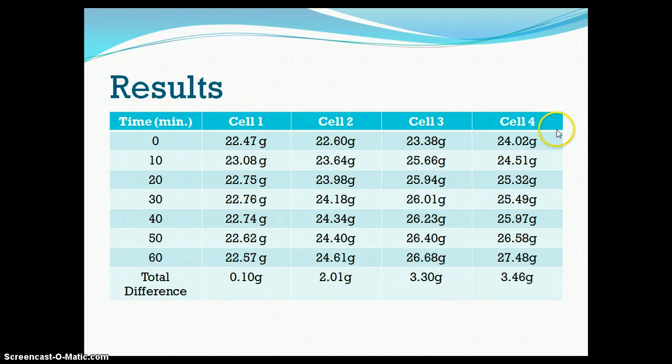Finally, our fourth cell, we started off with 24.02 grams of total weight, and we finished with 27.48 grams of total weight, for a total difference of 3.46 grams of water diffused into the cell. As I've established before, as the solute concentration increases, the rate of osmosis increases.